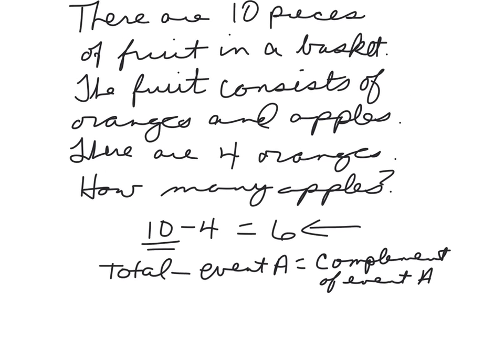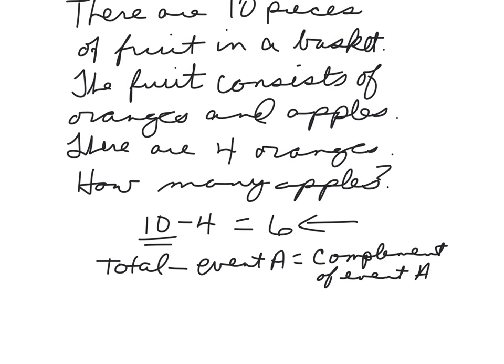So if I say "have class today" is my event, well, everything else that can happen besides have class is not have class. So in that case, there's only 2 things going on. You either have class or you don't have class.